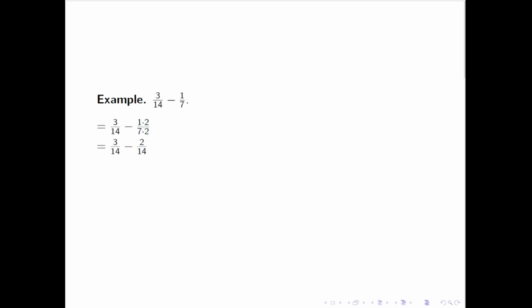Simplifying the second numerator and denominator separately, we have 3 over 14 minus 2 over 14. Now that we have the same denominator, we only subtract numerators. Since 3 minus 2 is 1, our single fraction is 1 over 14.